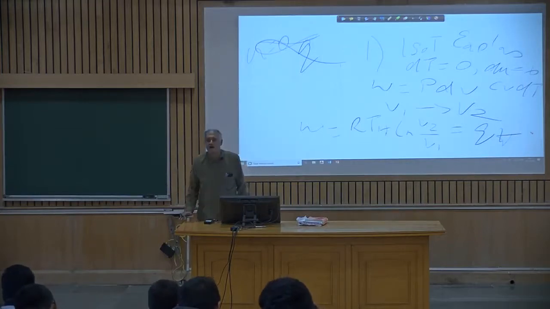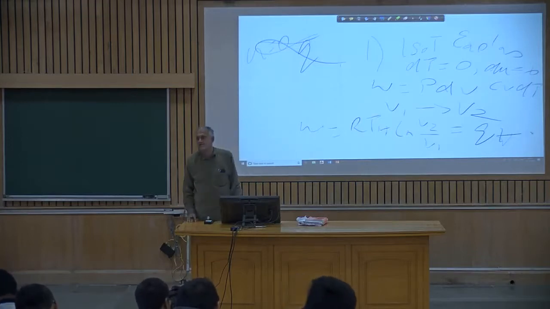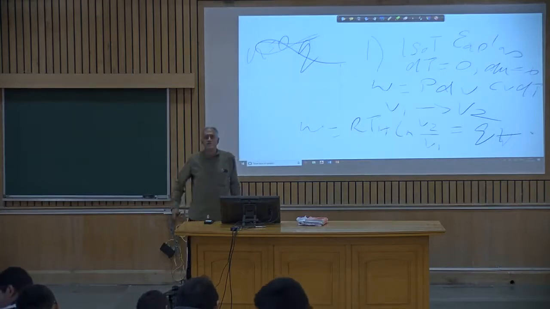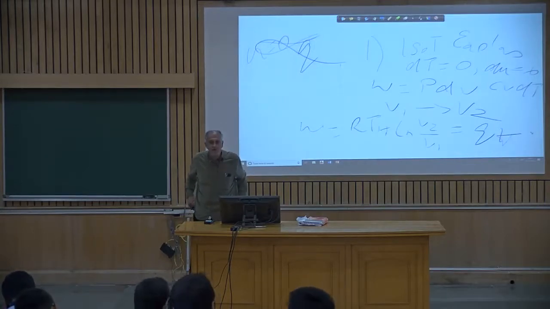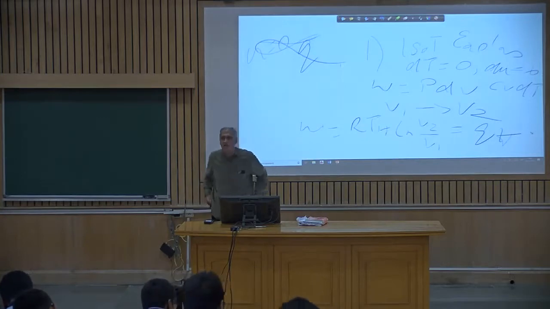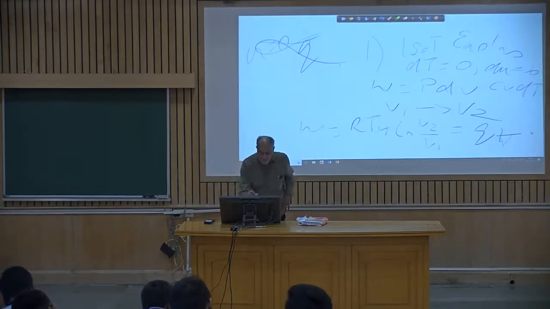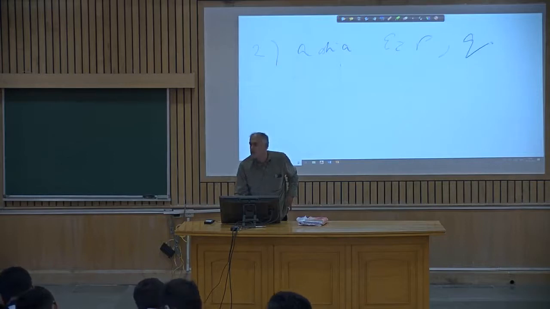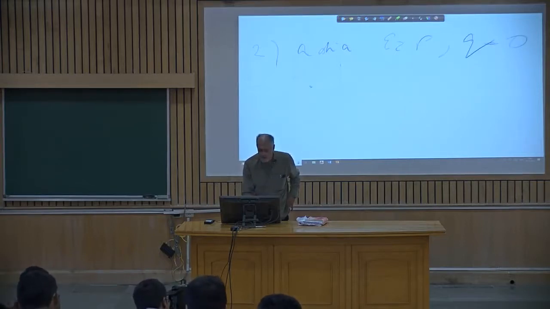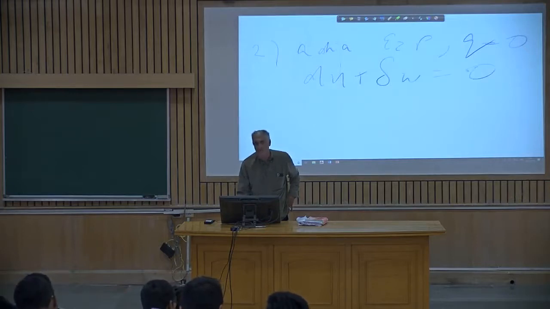Okay, go to the next step, adiabatic expansion. In the same first law, Q is 0. So what do you have? dU plus dW equals 0. So the second step, adiabatic expansion: Q is 0. So what did you get? dU plus dW equals 0.